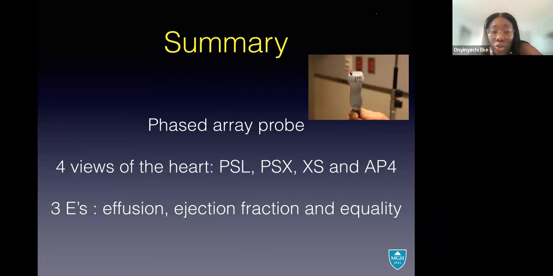We spoke about the 3 E's. For anybody that comes in with a cardiac arrest, syncope, unexplained hypotension, chest pain, shortness of breath, when we do a cardiac echo, these are the 3 questions that we want to ask. Is there a pericardial effusion? What is the ejection fraction? And what is the size of the right side of the heart compared to the left side?